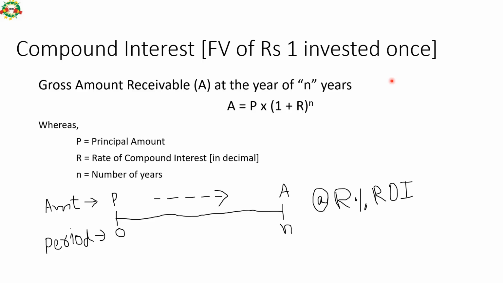What is that? If P is the principal, R is rate of interest, and N is number of years, what will be the gross amount receivable, which is A? We invest principal at year 0, and A is the value after N years at rate of interest R. This is the compound interest formula we already know, so no need to explain it. It's a very simple formula. Let us understand this with the help of an example.